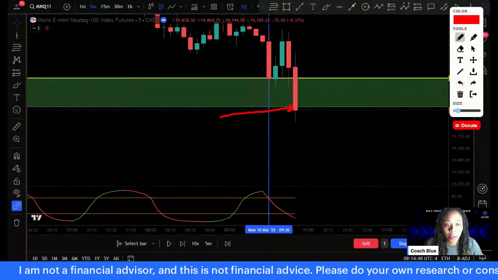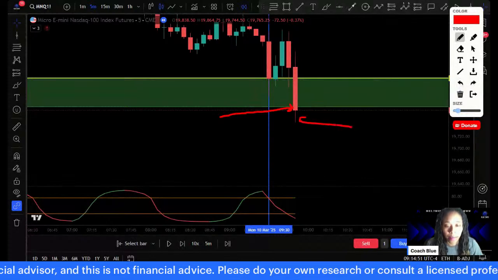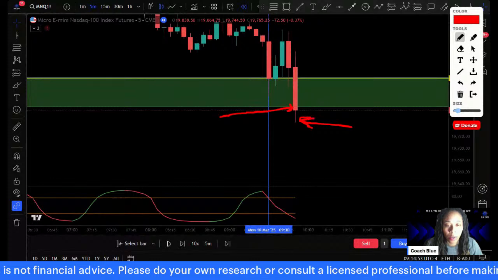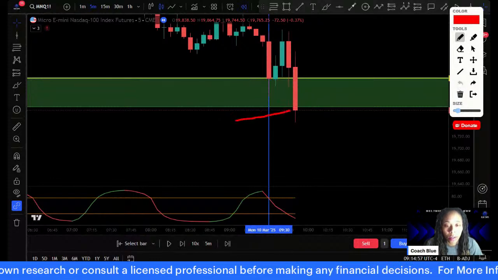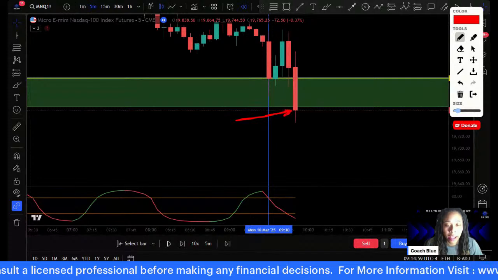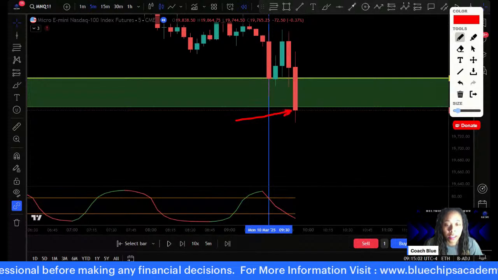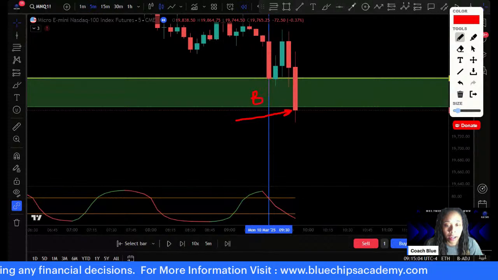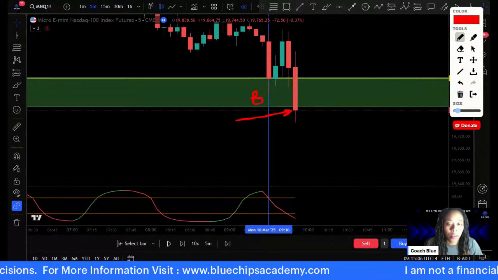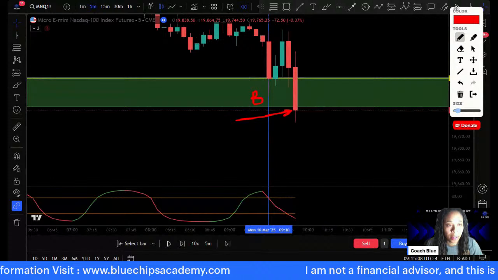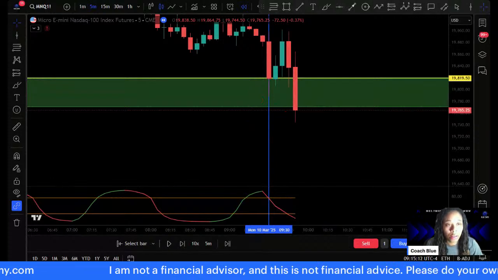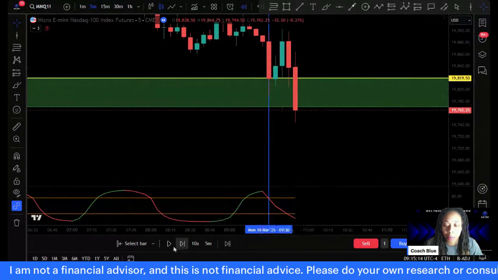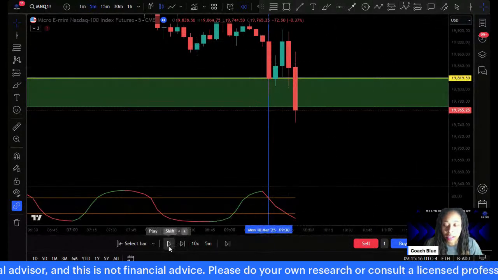Not the wick. This is the wick right here. I want to see the body of the candle break past this level for me to consider that a breakout. So in this case, we got a breakout. I'll put my checks here. So there's our breakout. And then next, what I'm looking for is my pullback. Remember BPC: breakout, pullback, continuation.